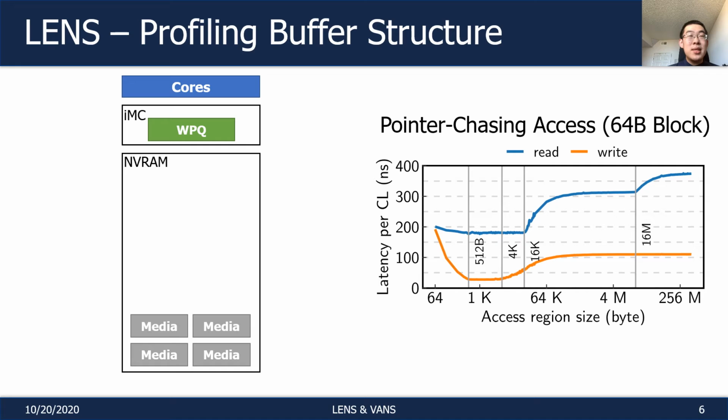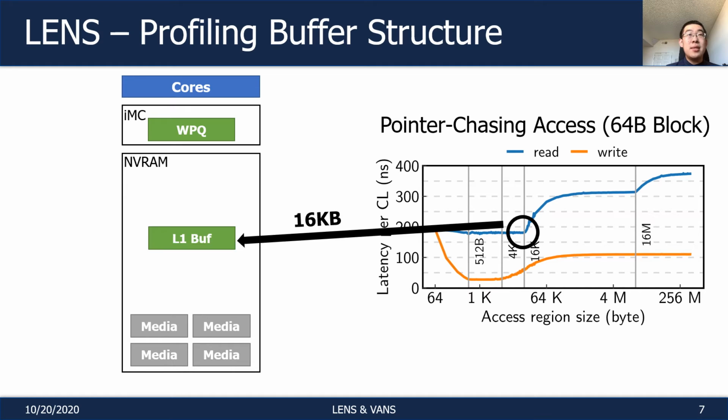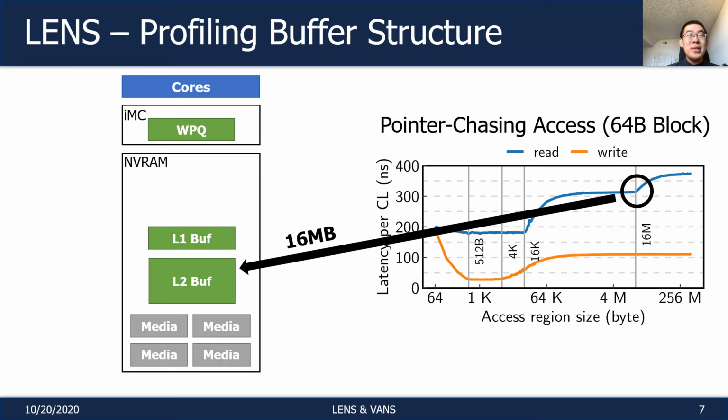Now, we use a pointer chasing access test with 64-byte block sizes to discover the buffer sizes. As shown in this figure, the x-axis is access region size, and the y-axis is latency per cache line. We measure the read and write latency separately. In this test, the read latency starts to increase from 16 kilobyte region size, which means a 16 kilobyte buffer overflows at this point. We denote it as the L1 buffer. For the same reason, there's a 16 megabyte L2 buffer. The L2 buffer latency is about 100 nanoseconds, which means it's inside the DRAM.